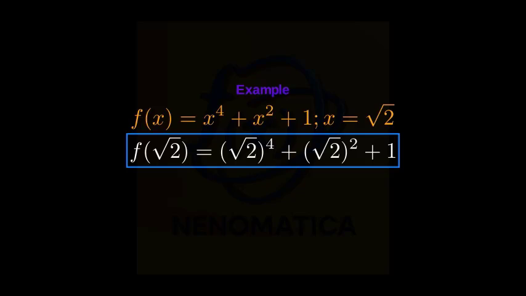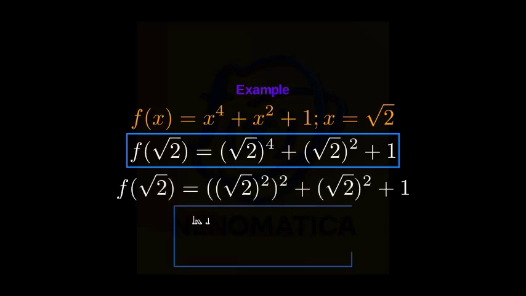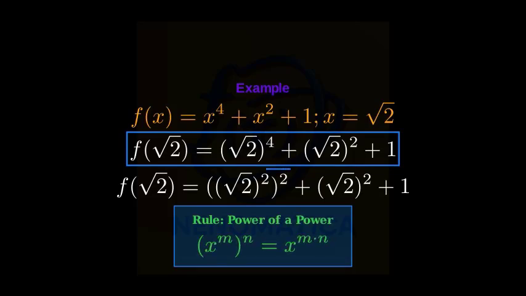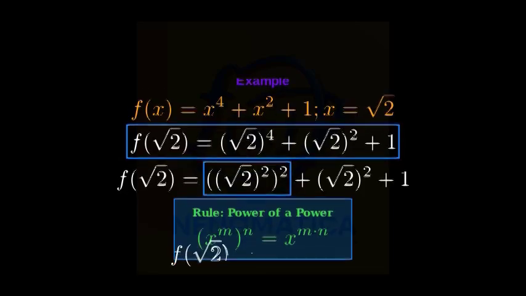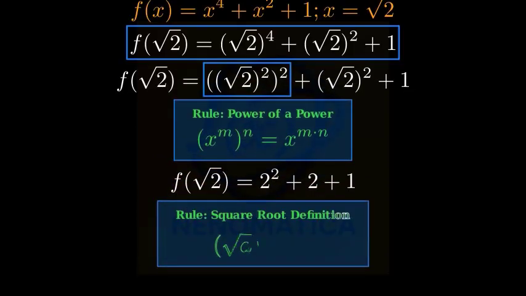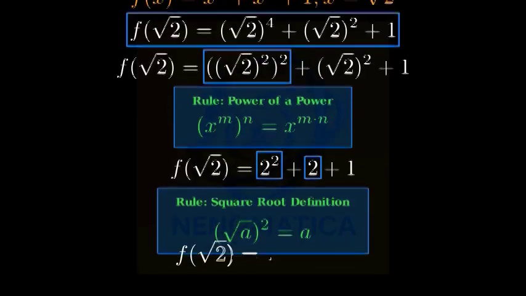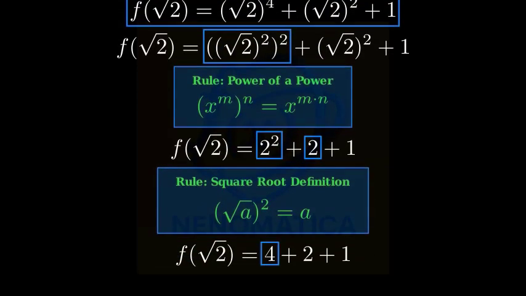Now, let's simplify this expression step by step. First, let's simplify the square root of 2 to the fourth power. We know that the square root of 2 squared equals 2, so the square root of 2 to the fourth power equals 2 squared, which equals 4. Let's simplify this expression. We know that the square root of 2 squared equals 2, so we have 2 squared plus 2 plus 1. Now, we calculate 2 squared, which equals 4.